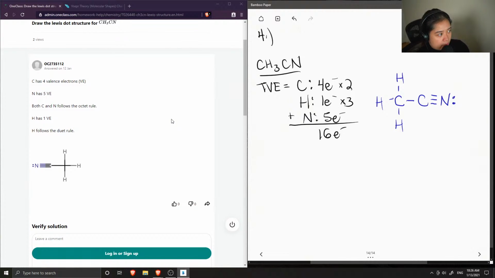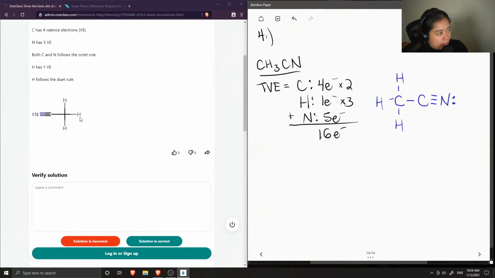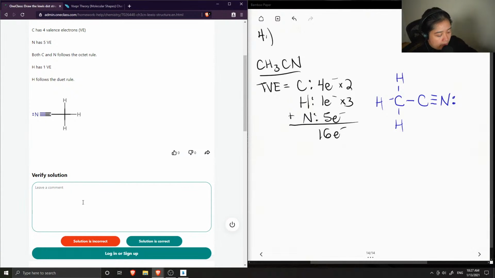So now the junior tutor said carbon has 4 valence electrons, nitrogen has 5. Both of them follow the octet rule. Hydrogen has 1, and it follows the duet rule. Okay, so they got the same answer. So this solution is correct.